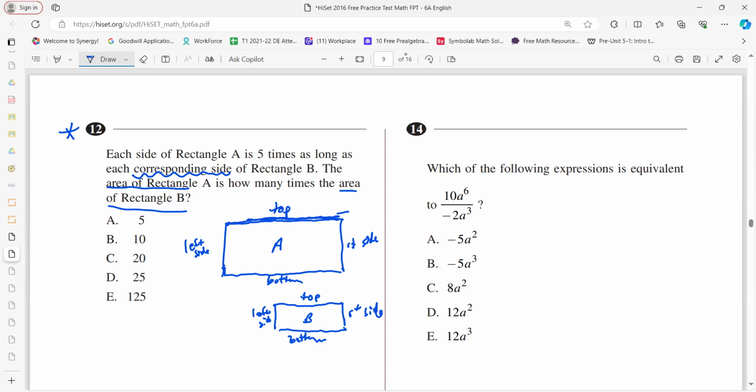Now let's look at the other information they told us, that each side of rectangle A is 5 times as long as the corresponding side. So when we compare the areas, how many times is area of rectangle A than rectangle B? So, what do you do with that? We're not given any information about any specific lengths at all.